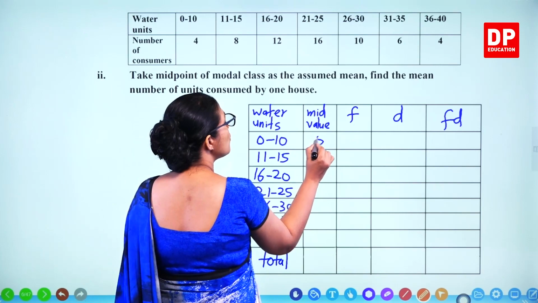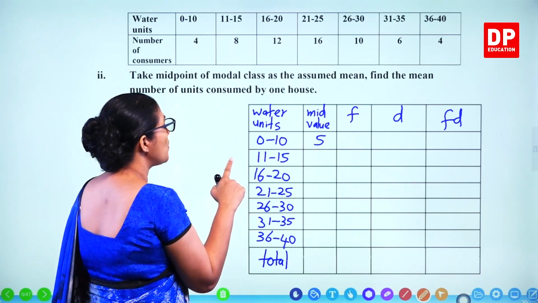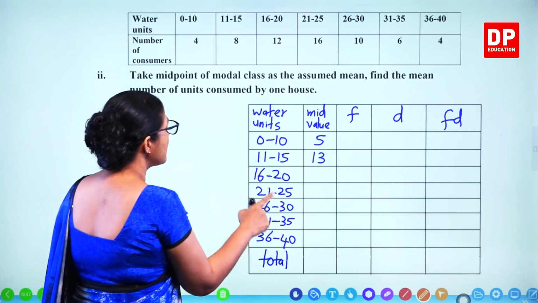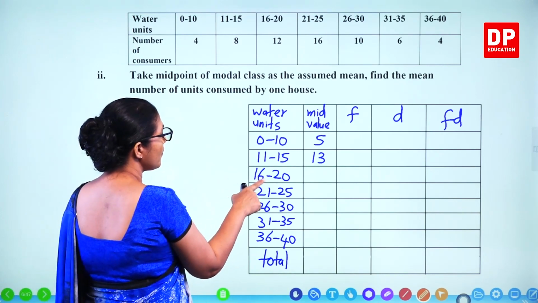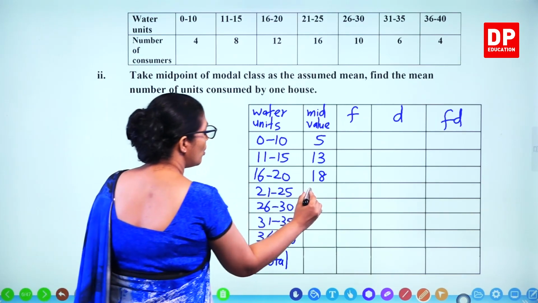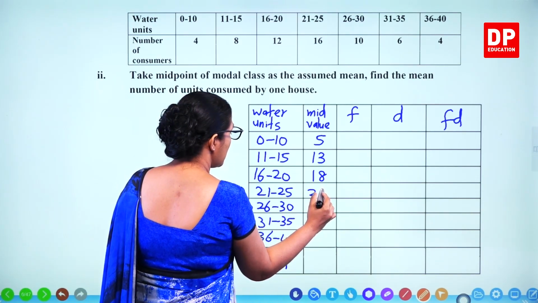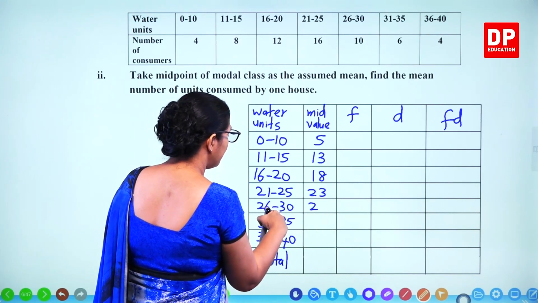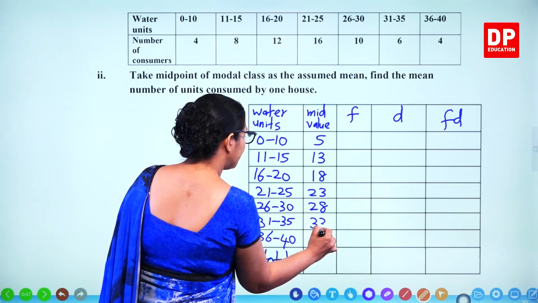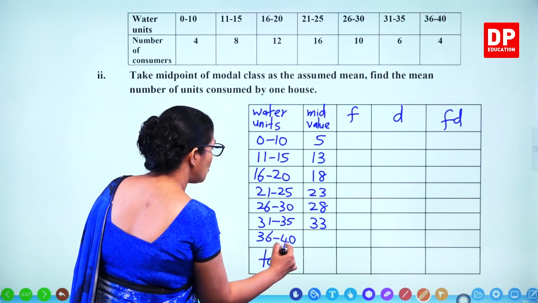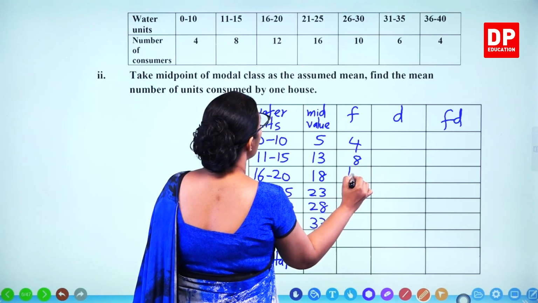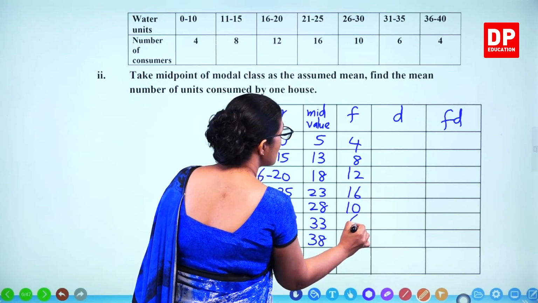0 plus 10 divided by 2, 5. 11 plus 15, you get 26. Divide by 2, that's 13. 16 and 20, add it, 36, that means 18. You are adding 5 to the lower boundary: 23, 28, 33, 38. Then the frequencies are given: 4, 8, 12, 16, 10, 6, 4.